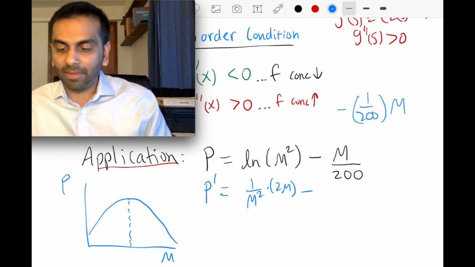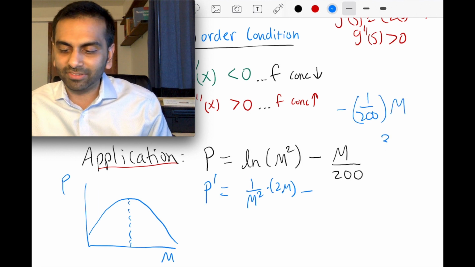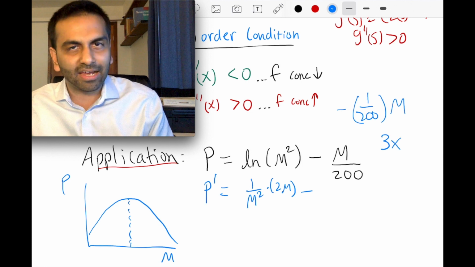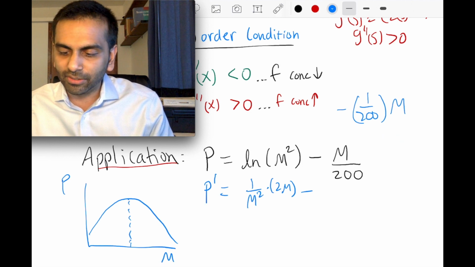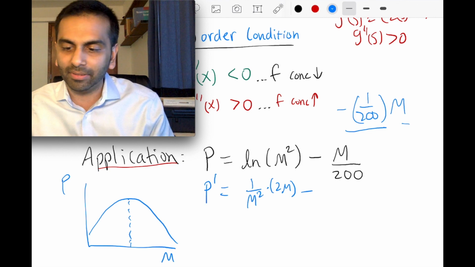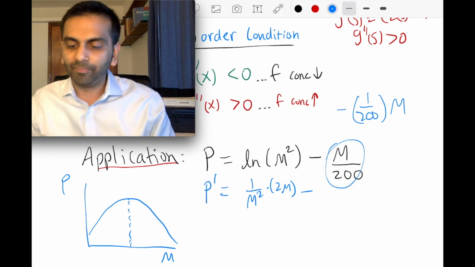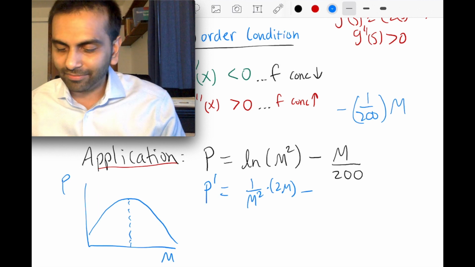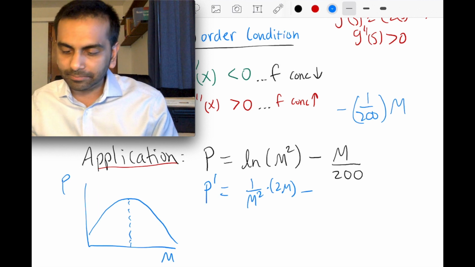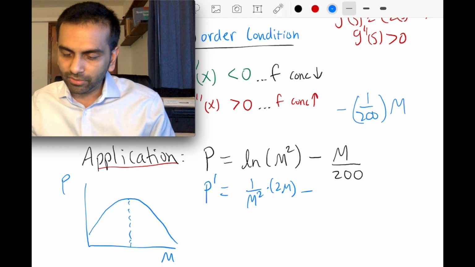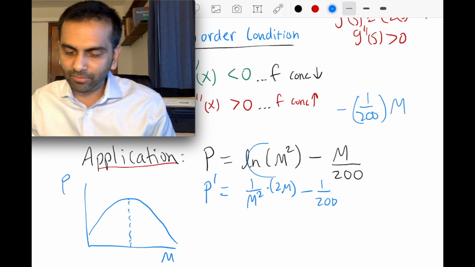And again, this is no different in my mind than saying what's the derivative of 3x. It's just that constant 3. So similarly, the derivative of this constant times your variable m is just that constant. No quotient rule or anything needed here. That's only if you have a variable on the top and the bottom, right? So in either case, the derivative of this is just negative 1 over 200. That's the derivative of this term.